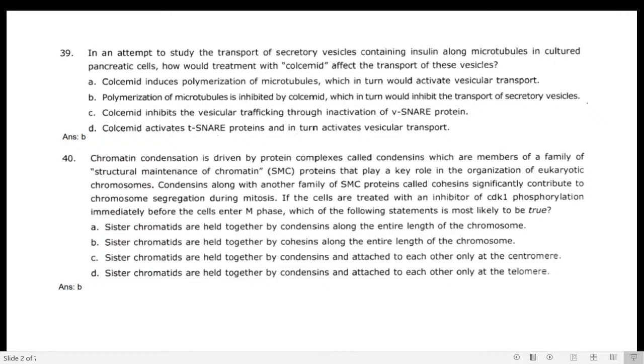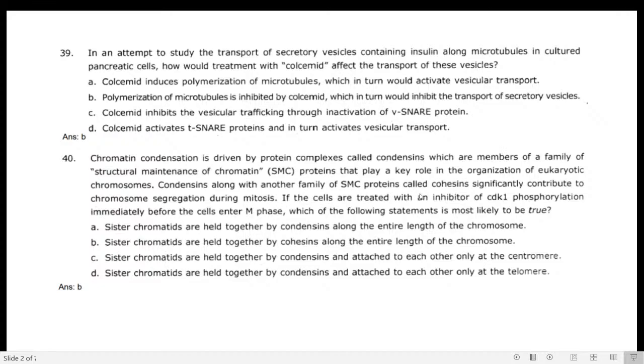As per their statement, chromatin condensation is driven by the complex called condensin, these membrane proteins that play a key role in the organization of eukaryotic chromosomes. Then condensin, along with another family of protein called cohesin, significantly contributes to chromosome segregation in mitosis.